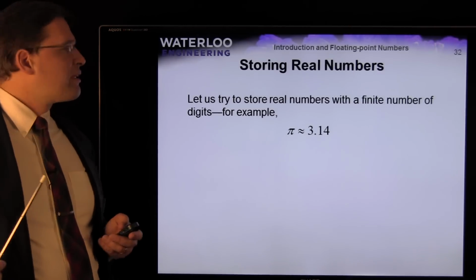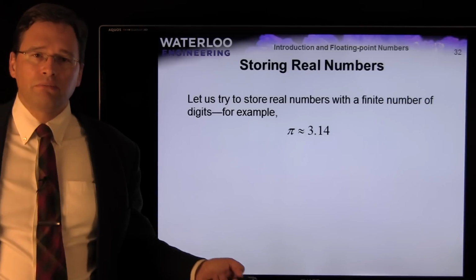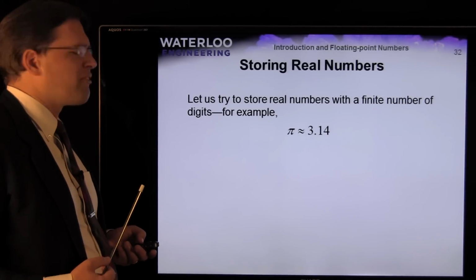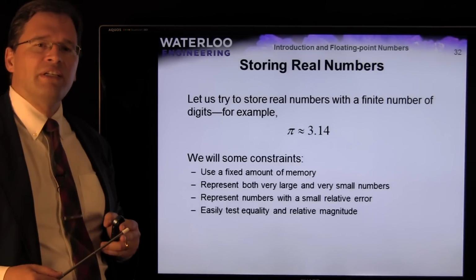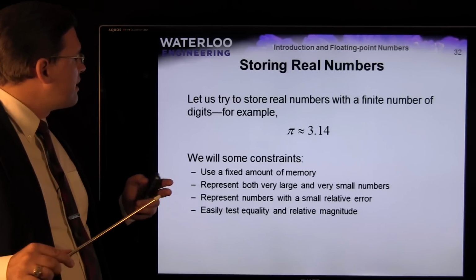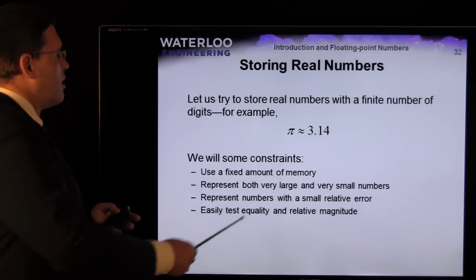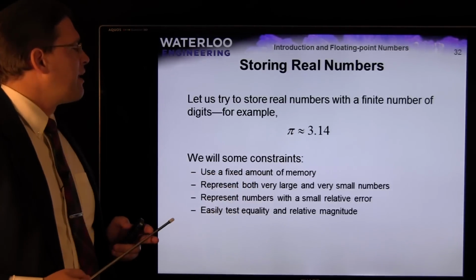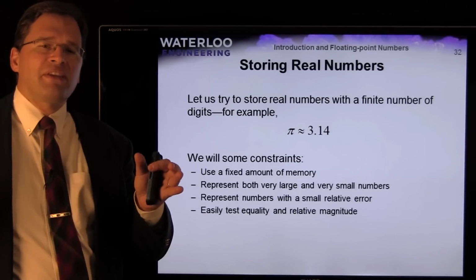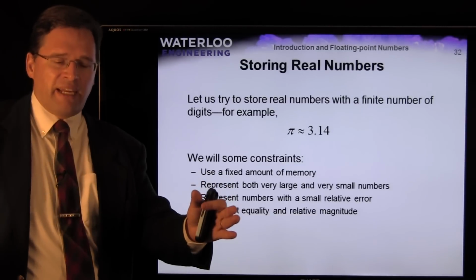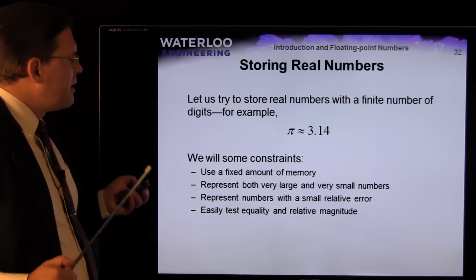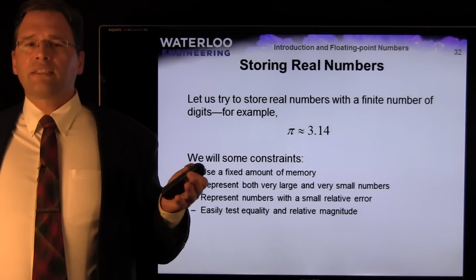So how are we going to store real numbers? We're going to store them with a finite number of digits. For example, we could approximate pi by 3.14. Not a very good approximation, but it's the approximation every child uses in elementary school. So this gives us an idea as to the first constraint. Any representation of real numbers in the computer must use a fixed amount of memory. So all numbers will be represented by the same number of digits or same amount of memory in the computer. We also want to be able to represent large numbers and small numbers.